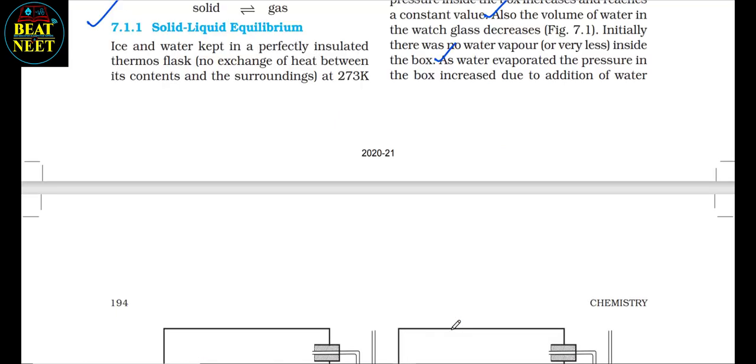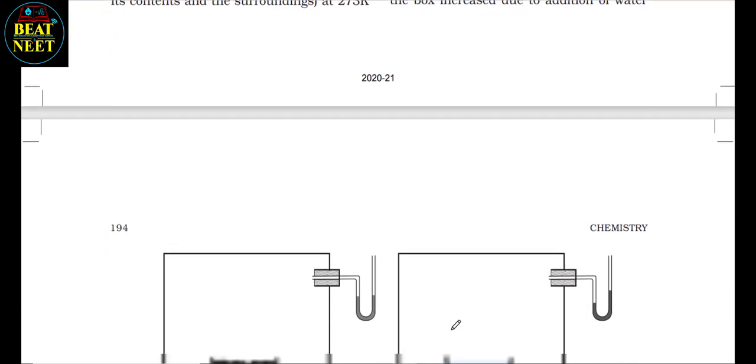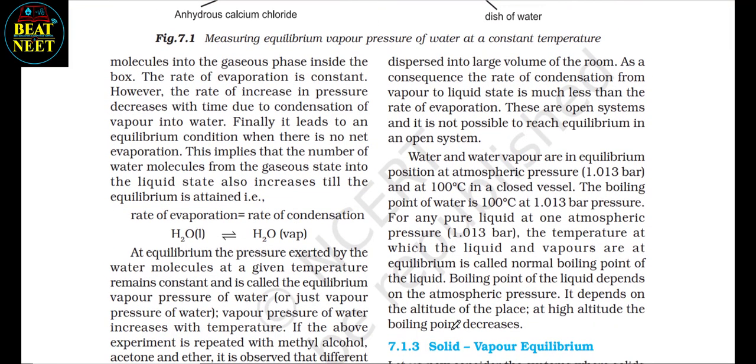As water evaporated, the pressure in the box increased due to the addition of water molecules into the gaseous phase inside the box. The rate of evaporation is constant. However, the rate of increase in pressure decreases with time due to condensation of vapor into water. Finally, it leads to an equilibrium condition when there is no net evaporation. This implies that the number of water molecules going from the gaseous state into the liquid state also increases till equilibrium is attained. That is, the rate of evaporation is equal to the rate of condensation.